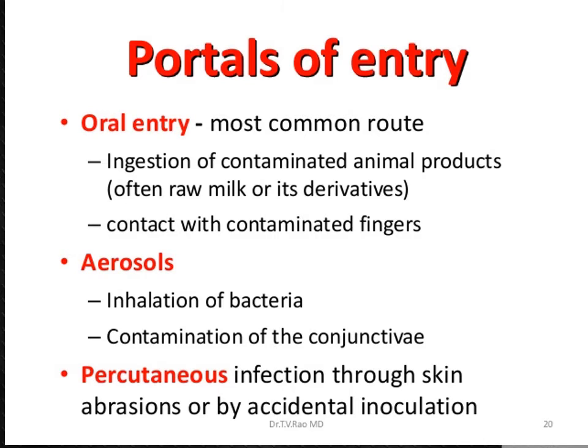Other portals of entry, we mentioned oral entry, aerosols. So you're inhaling the bacteria that is floated in the air after someone coughs, for example, and then you can breathe in that aerosoled bacteria, or it can get into your eyes and into the conjunctiva, which is the lining of your eye, or through the skin. You can get it through an abrasion or a cut in your skin or a needle.